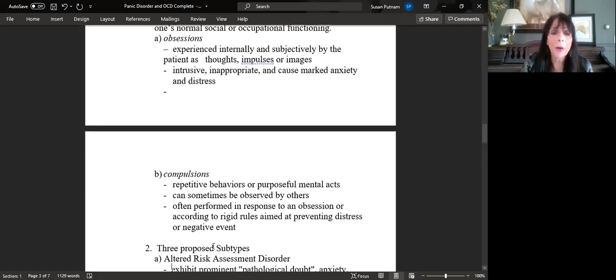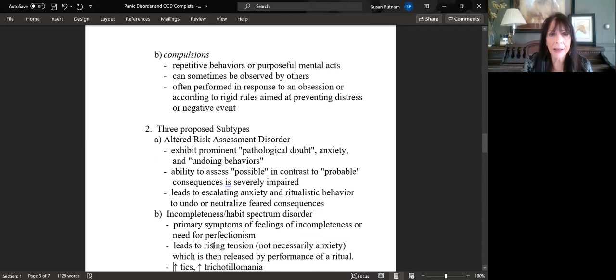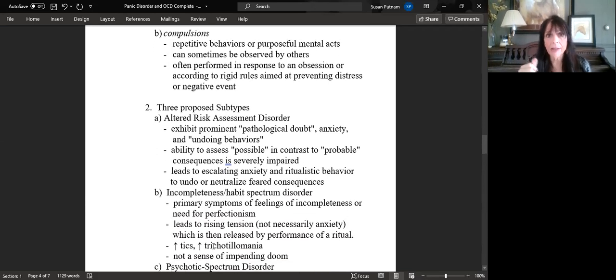There are 3 proposed subtypes as of last count. First is altered risk assessment disorder. Individuals with this subtype of OCD exhibit very prominent pathological doubts, anxiety, and undoing behaviors. If, oh my gosh, I didn't go up the steps the way that I should, let me come back down and start over again. I'll undo that bad way of going up the steps, and then I'm going to go up the correct way.